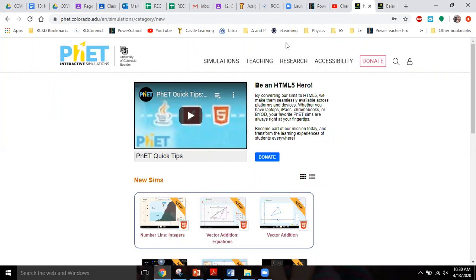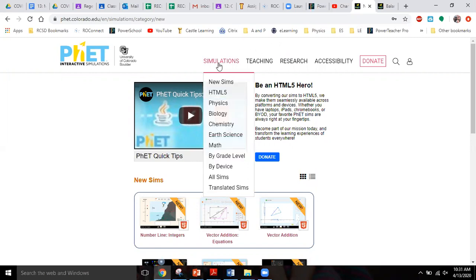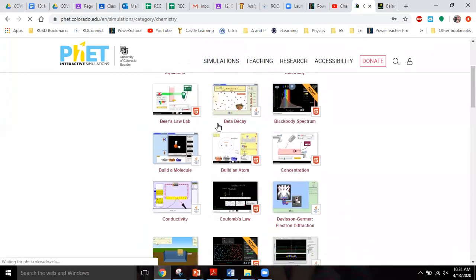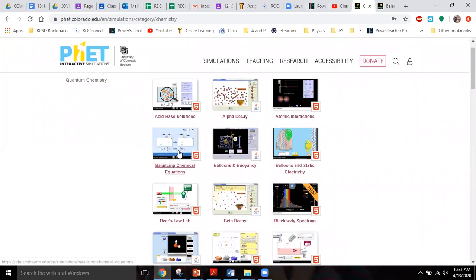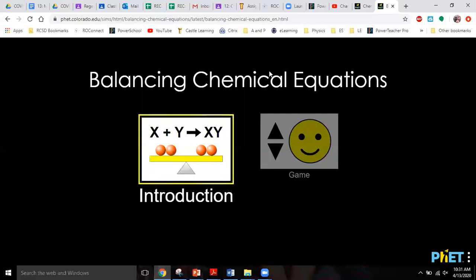Bear with me. This is to help you do the balancing chemical reactions assignment. So you're going to go to PhET, like we've been before, and under simulations, go to chemistry, and you're looking for balancing chemical equations right at the top. And you click on it, hit the play button, and you'll end up on the screen here.